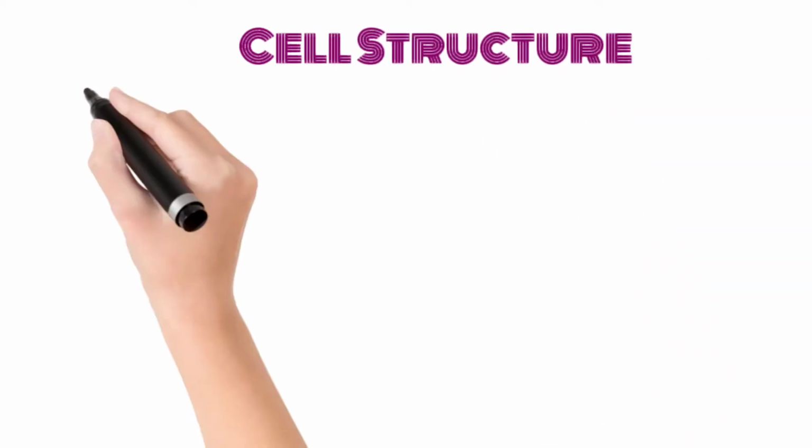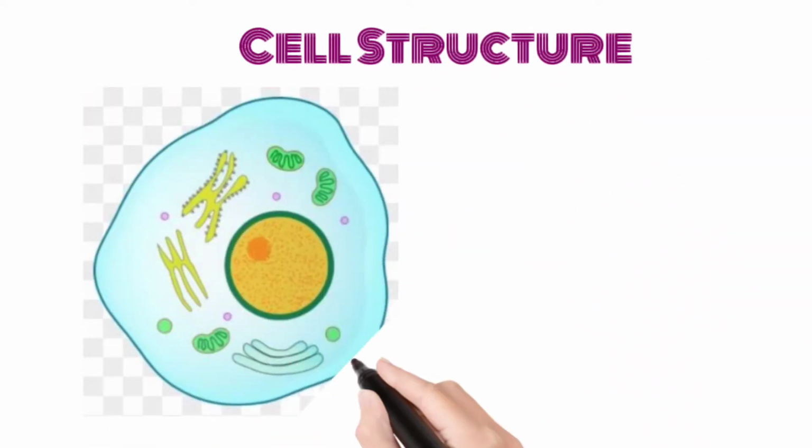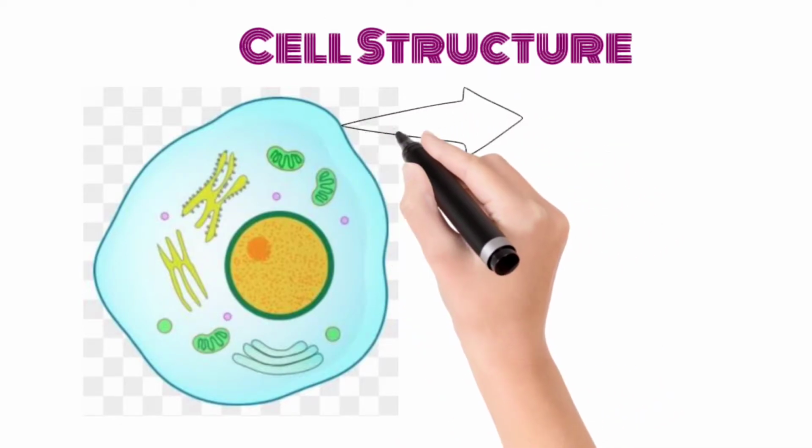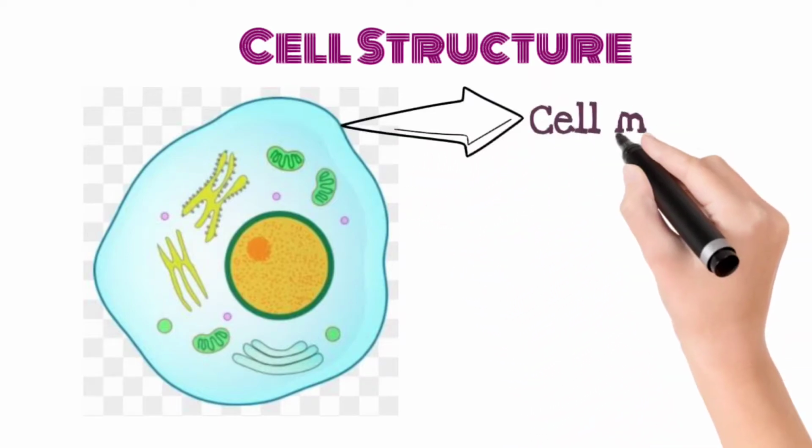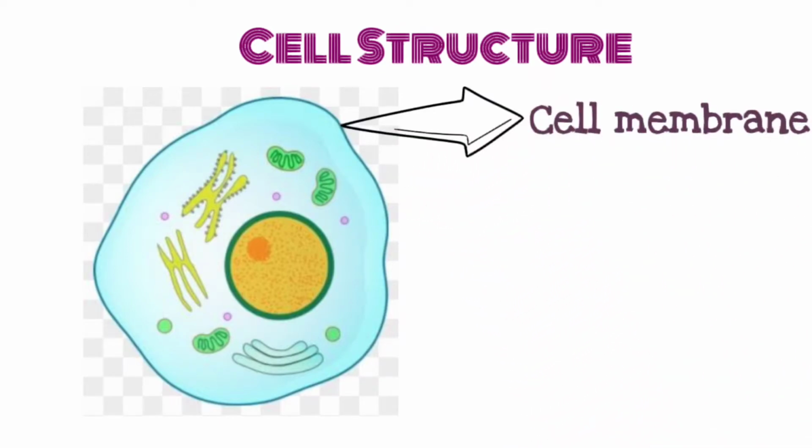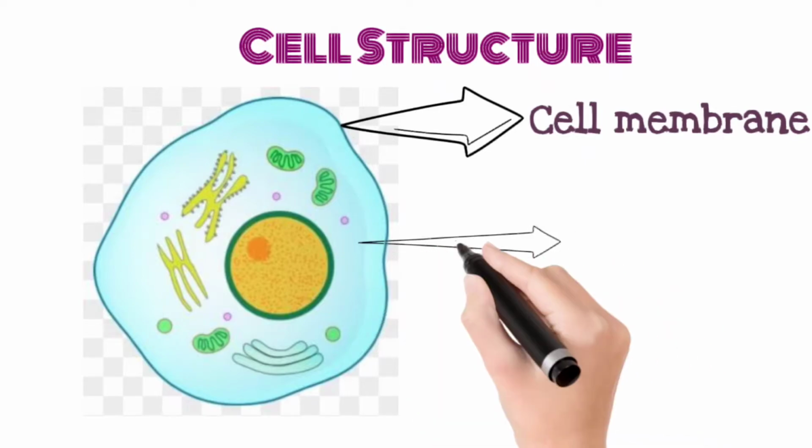So now we will discuss about cell structure. This is the cell structure. In cell structure there are three fundamental parts that we know. The outermost part is known as the cell membrane. This is the outermost part.